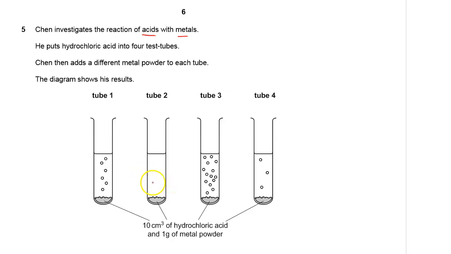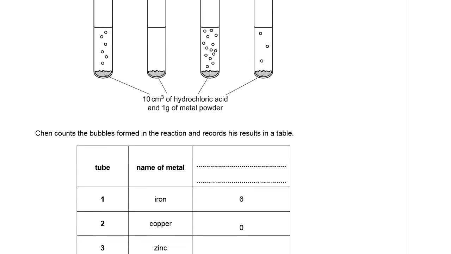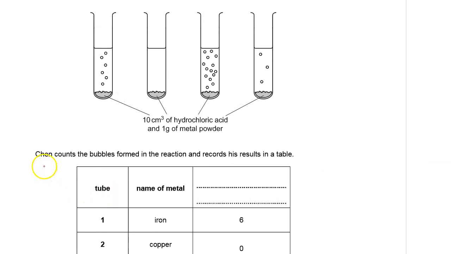There are no bubbles in tube 2, so it means that the metal in there is not reactive with hydrochloric acid. More bubbles in tube 3 means the metal powder here is a little bit more reactive than the metal powder in tube 1. Then we have only 3 bubbles in tube 4, meaning that the powder is less reactive with hydrochloric acid. Let's go to the next. Chen counts the bubbles formed in the reaction and records his results in the table.